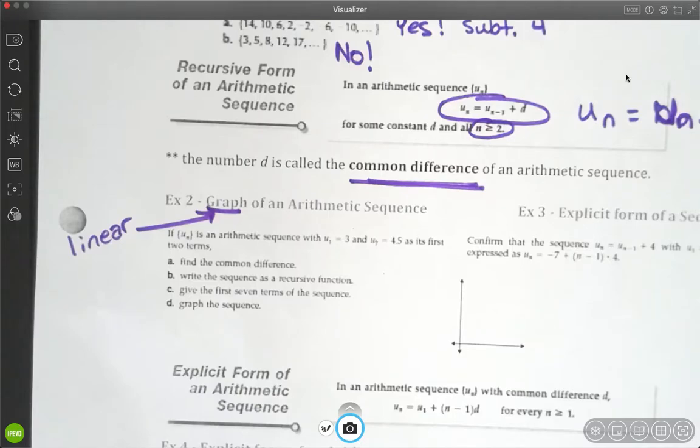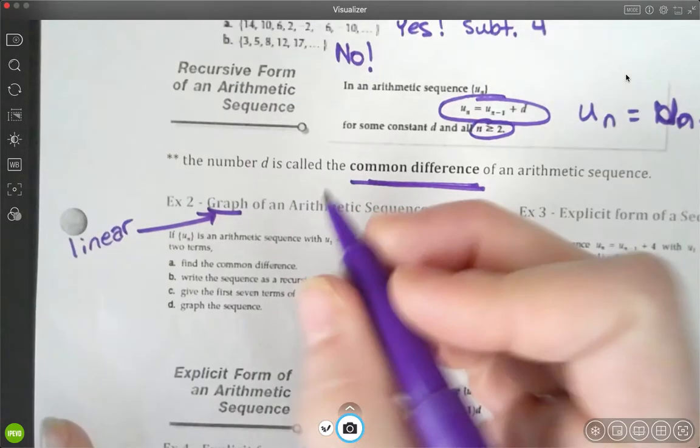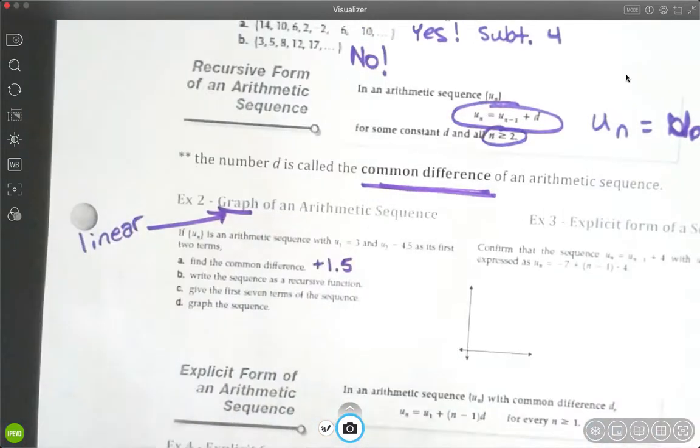Okay, so if U sub n is an arithmetic sequence, meaning you're adding the same number each time, and U1 is 3 and U2 is 4.5 as its first 2 terms, what is the common difference? What am I doing? I'm adding 1.5, so I'm going to put positive 1.5, because that's our common difference. Now, could we be multiplying this guy by 1.5? Yeah, because 3 times 1.5 is 4.5, right? But they tell me it's an arithmetic sequence, not geometric. That's the other one. It could be geometric, but they tell us it's arithmetic, so we know that we're adding, all right?